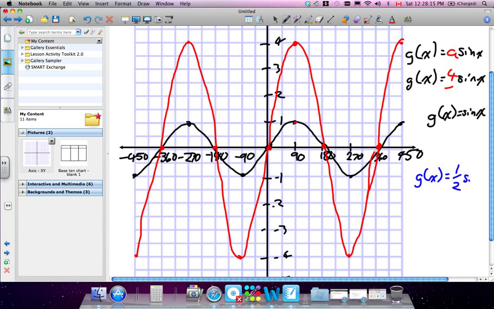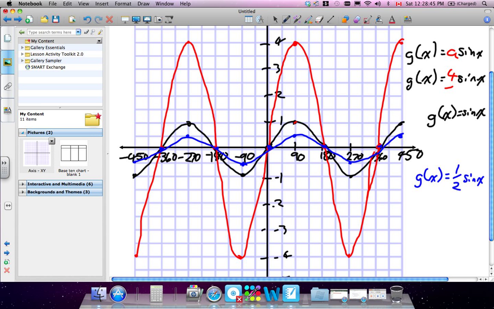The same can be done, and I'll quickly do one in blue for you. Let's say we had g at x equals a half sine x, just because I can draw a half easily. Same idea. A half times 0 is still going to be 0, so those points are all going to be the same. The difference here is going to be our half. So 1 times a half is half. So this one has been compressed by a factor of a half.